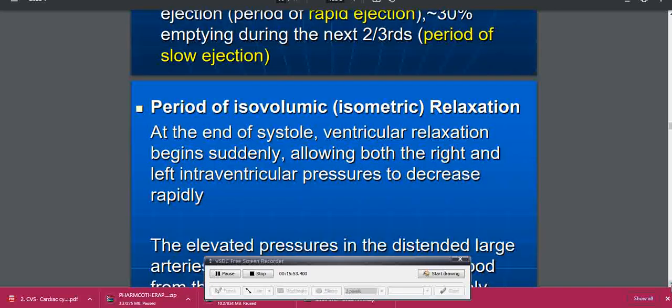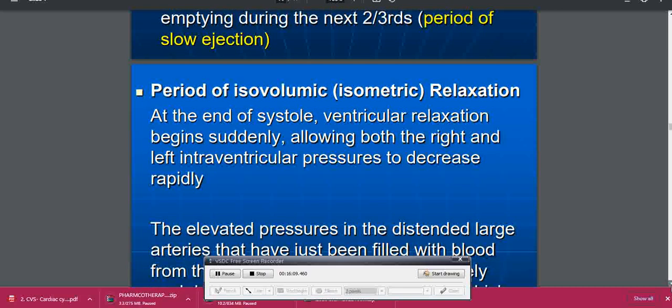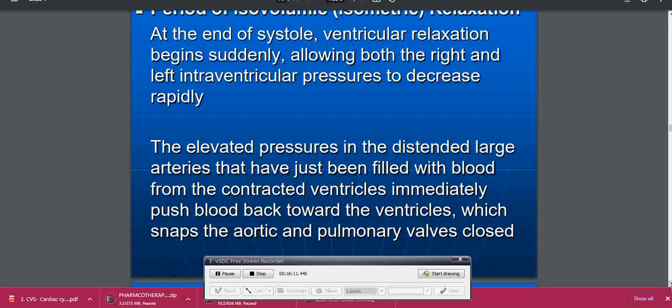So let's talk about the period of isovolumic relaxation. At the end of systole, ventricular relaxation begins suddenly, allowing both the right and the left intraventricular pressures to decrease rapidly. The elevated pressure in the distended large arteries that have just been filled with blood from the contracted ventricles immediately pushes blood back toward the ventricles, which closes the aortic and pulmonary valves.